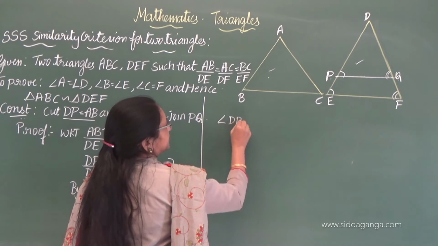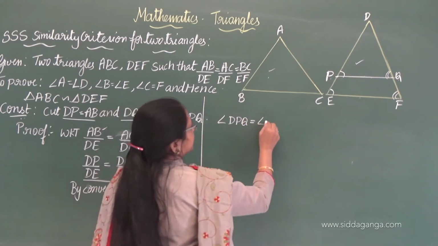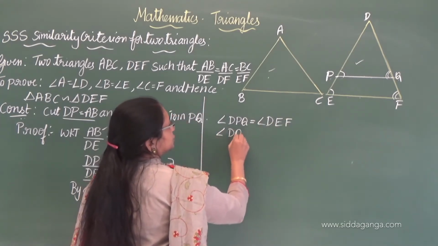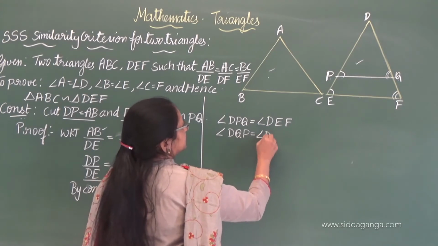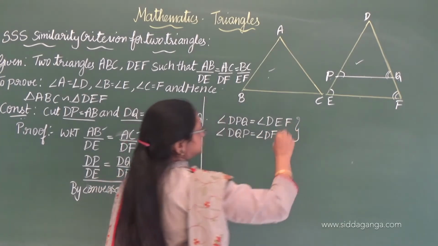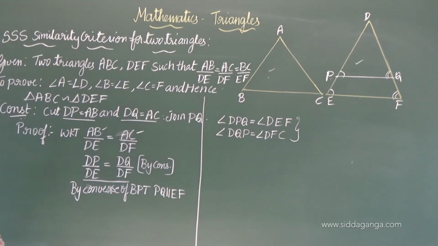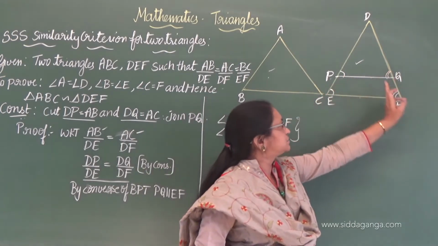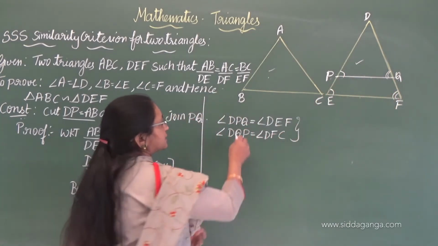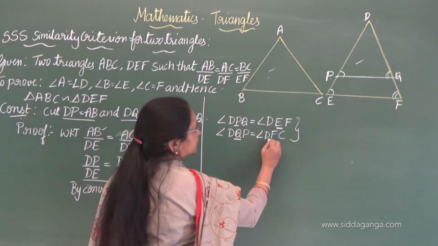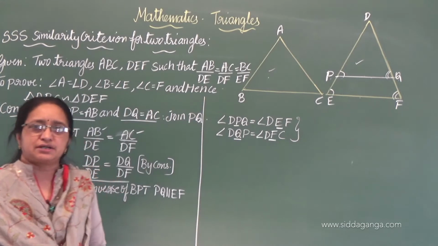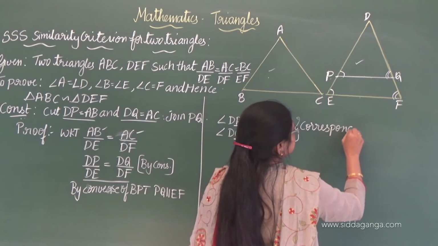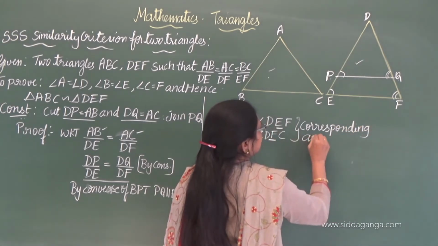Angle DPQ is equal to angle DEF and angle DQP is equal to angle DFE. I hope you understood these two. Once again, directly you can say angle P is equal to angle E, angle Q is equal to angle F. I have written angle P is equal to angle E, angle Q is equal to angle F. So what is the reason for that? That reason is corresponding angles. Corresponding angles are equal.